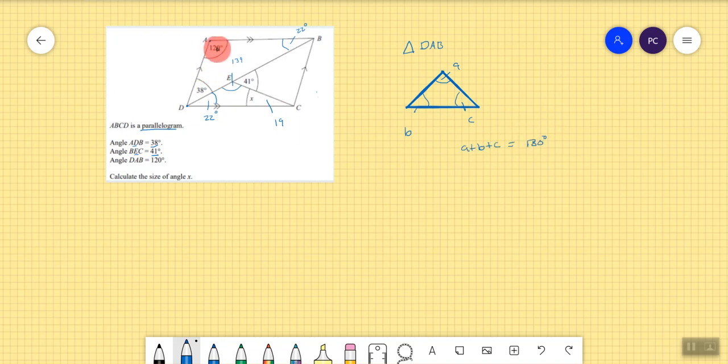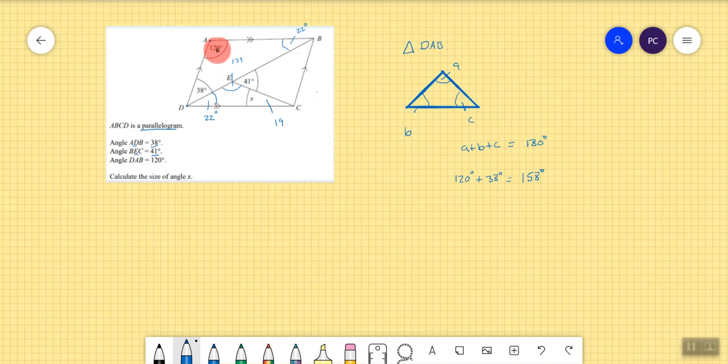What we can see is that we already have two of the three angles in this triangle. So we can work out the third angle by adding these two up. Let's say 120 degrees plus 38 degrees. If we add those two up, 120 plus 38 is equal to 158 degrees.